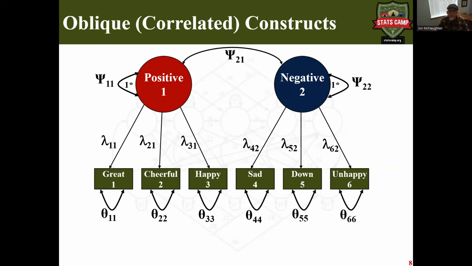So what I'm estimating, the relationship between positive and negative affect, is now going to be in correlation metric, because the variances are fixed at 1. They're standardized. That gives me a correlation between the 2 constructs.